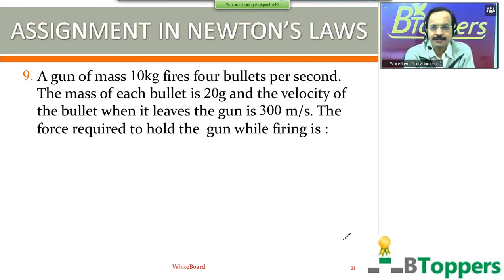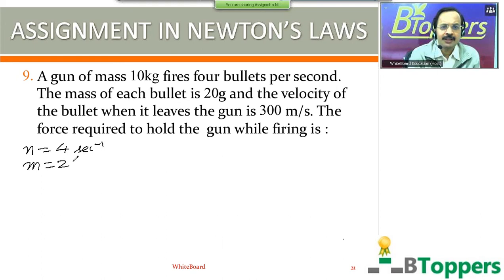See question number 9. A gun of mass 10 kg fires 4 bullets per second. So the number of bullets fired per second is denoted by small n. The mass of each bullet is denoted by small m. That is 20 grams, meaning 20 into 10 power minus 3 kg, or you can write 2 into 10 power minus 2 kg. And the velocity of the bullet when it leaves the gun is 300 meters per second.